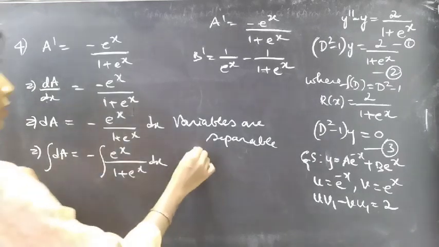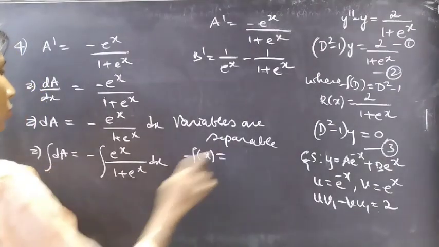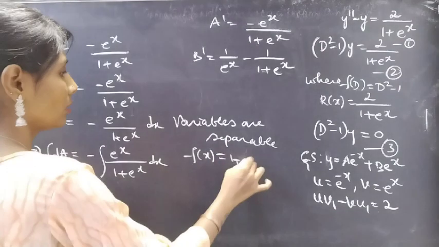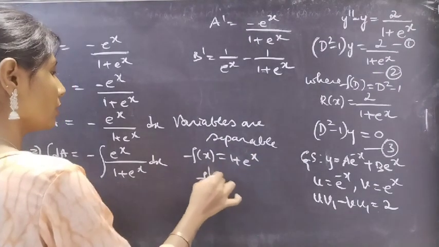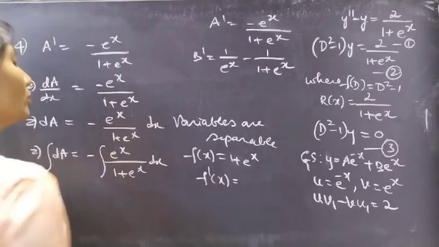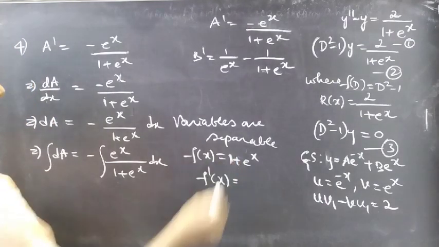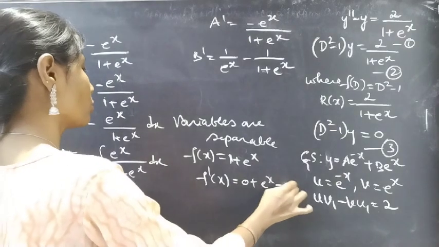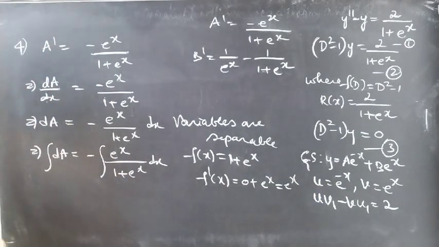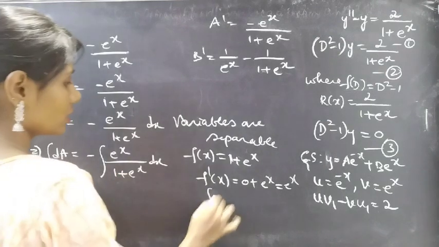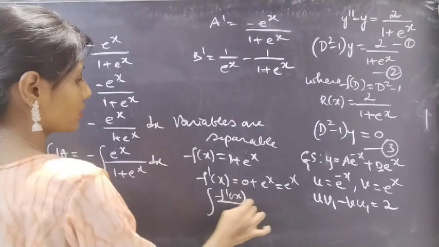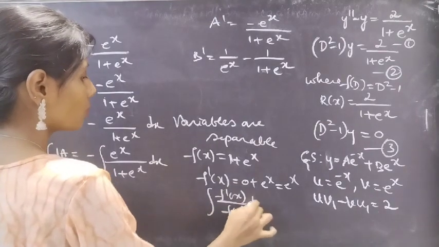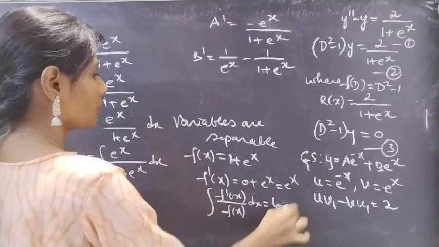If f of x equals 1 plus e power x, then f dash of x will be the derivative of 1, which is 0 (the derivative of a constant with respect to x is 0), plus the derivative of e power x with respect to x, which is e power x. So f dash of x is e power x. We know that the integral of f dash of x by f of x dx is log mod f of x, so we'll get log f of x here.